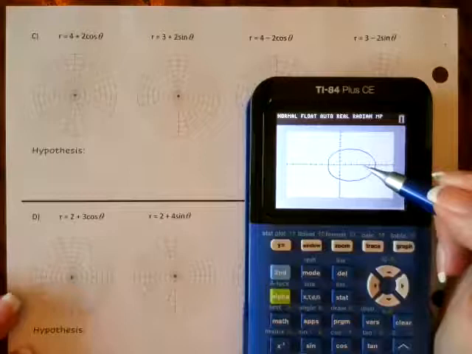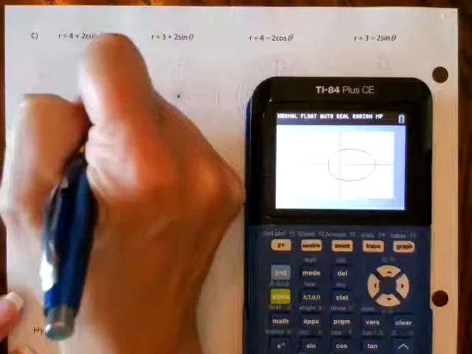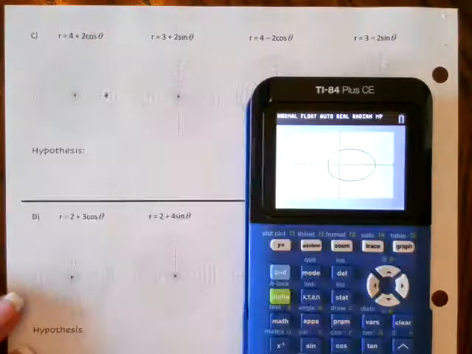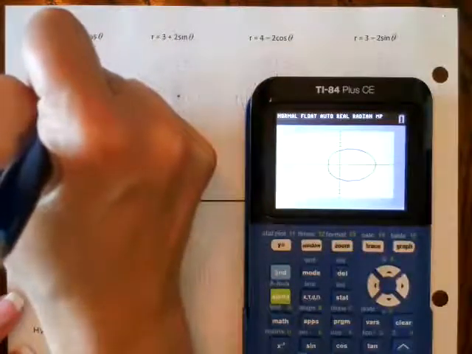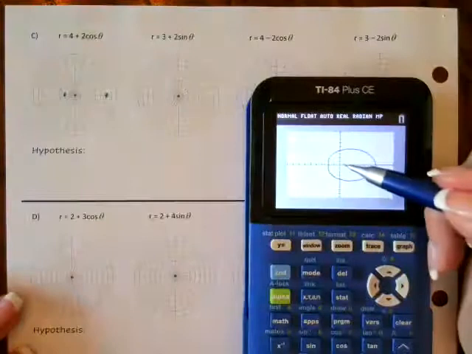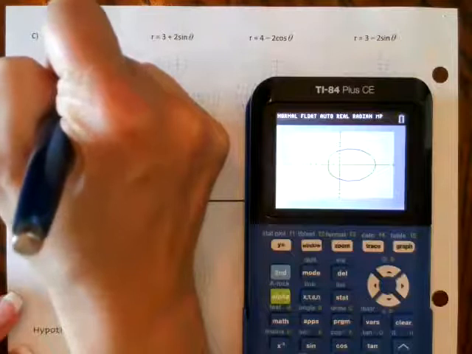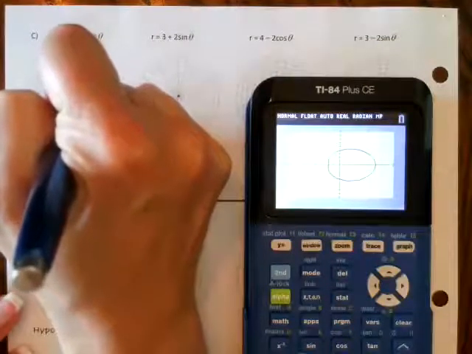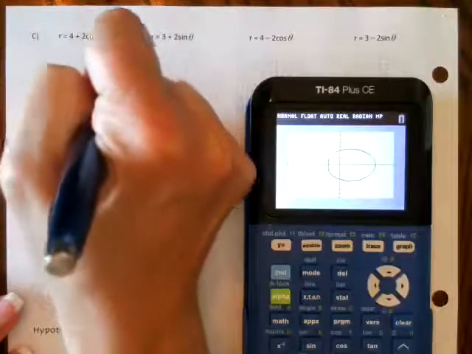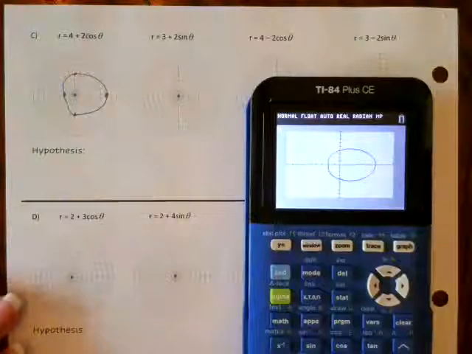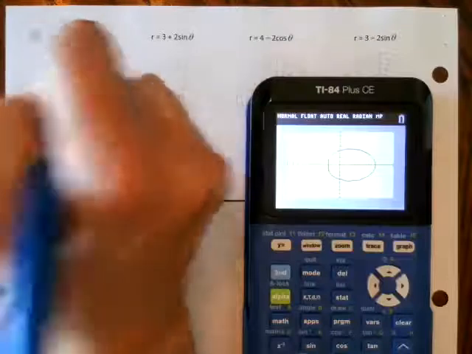We've got 1, 2, 3, 4, 5, 6 this way. Then it's got 2 the other way from the pole. Up and down, it's got 1, 2, 3, 4. So I'd go 4 up and 4 down. And so it's kind of flat over here. So it looks a little bit like this. It'll probably be a little flatter. There we go.